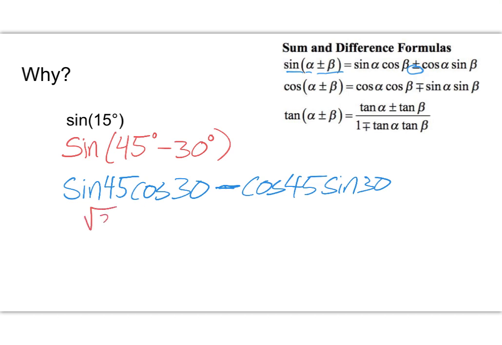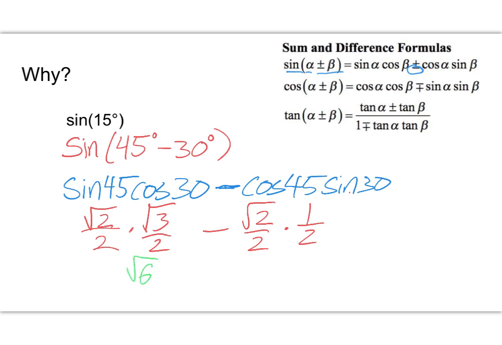Getting these values, we've got root 2 over 2, root 3 over 2, minus cosine of 45 is root 2 over 2, and sine of 30 is 1/2. Again, these are just values from the unit circle, so there's no magic as far as where these are coming from. This gives us root 6, 2 times 2 is 4, and root 2 over 4. Again, I mentioned in the previous page, we're going to see a lot of things that look generally like this. That's pretty much how all of our answers are going to look.